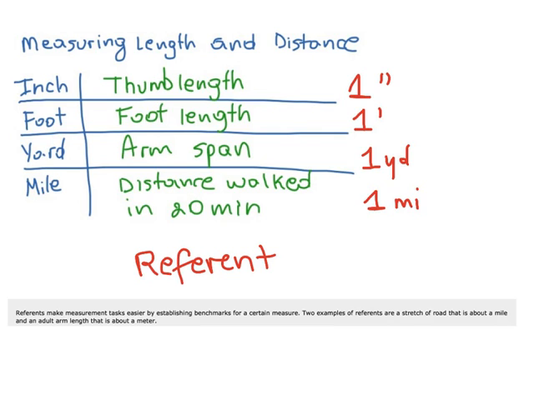Now, exactly, a referent's definition is that it makes measurement tasks easier by establishing a specific benchmark for a certain measure. Two examples of a referent are a stretch of a road that is about a mile and an adult arm length that is about a meter in length. Let's take a look at referents in SI units.